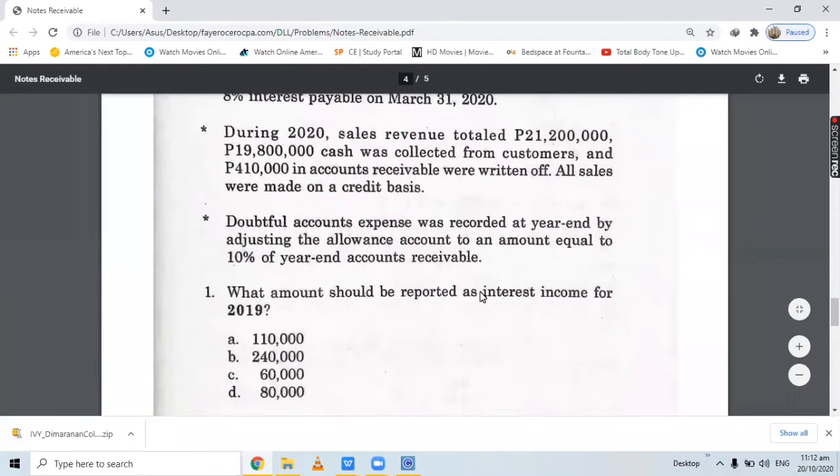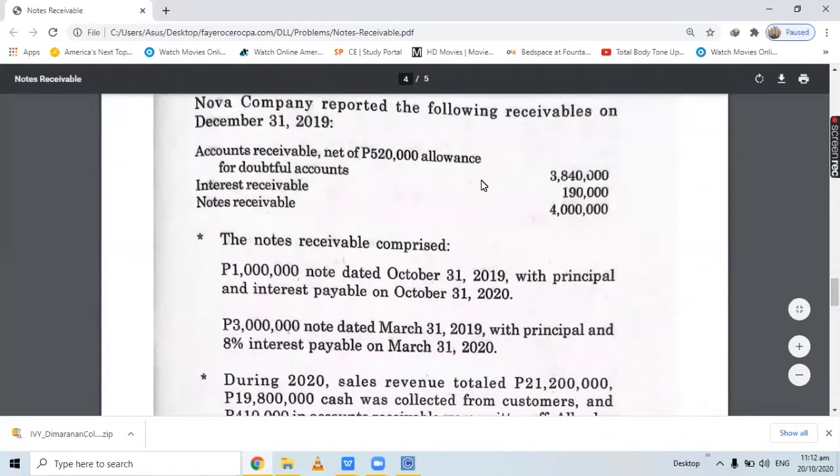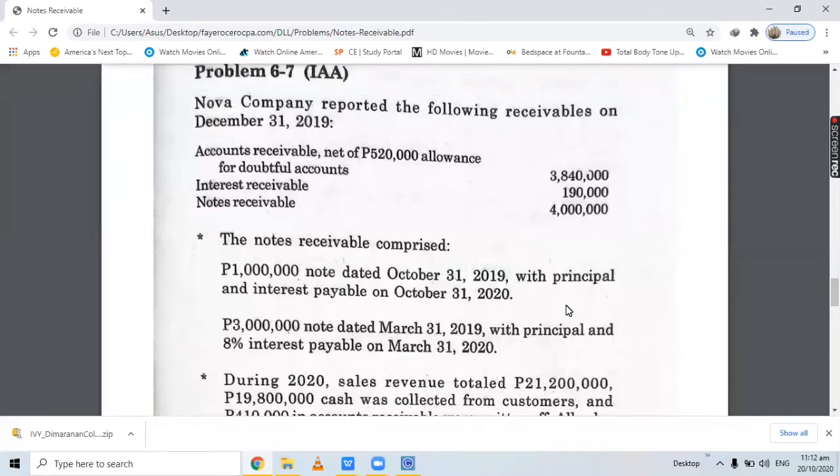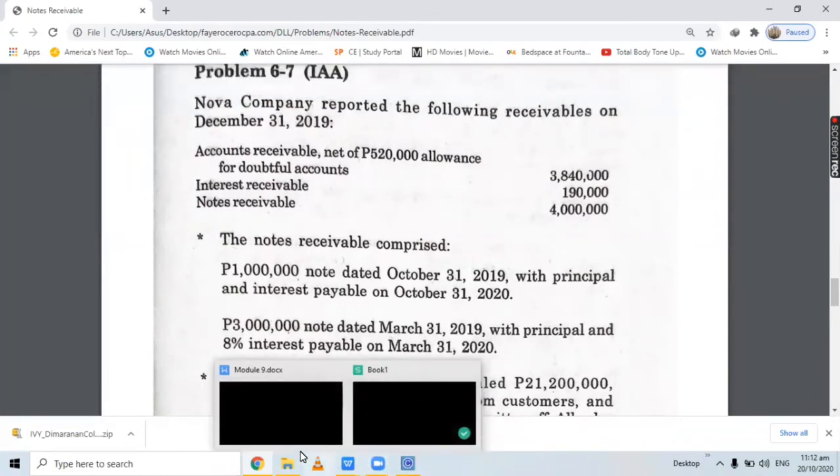So notes receivable lang to related, definitely. So wala namang interest ang accounts receivable. So the notes receivable comprise our balance is 4 million. So the 1 million note dated October 31, 2019 with principal and interest payable on October 31, 2020. 3 million note dated March 31, 2019 with principal and interest 8% payable on March 31, 2020. Okay. So we just need to get the interest income. Interest-bearing note naman sila parehas.